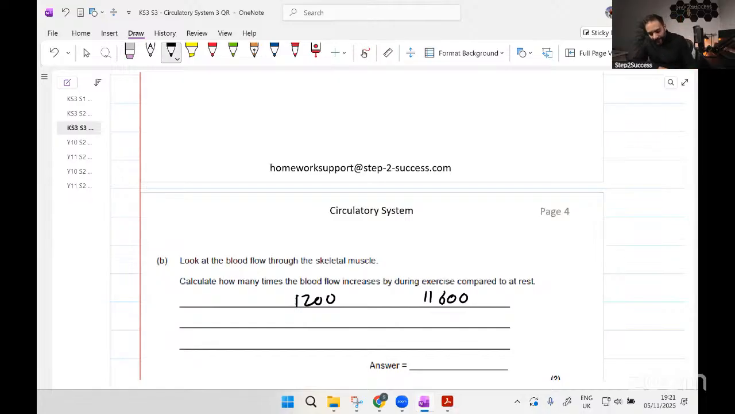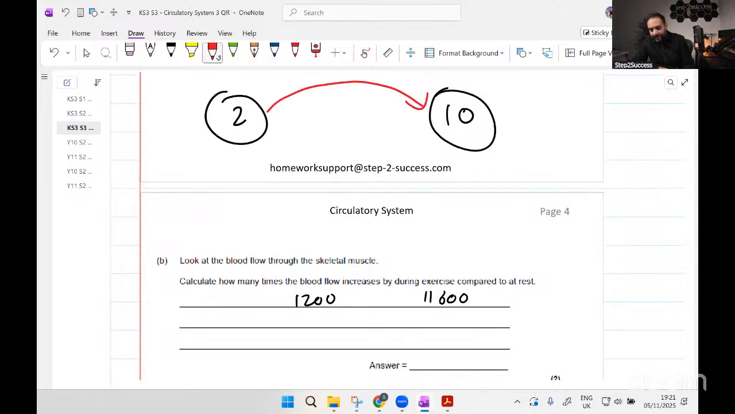If I said to you that I've got the number 2 and I've got the number 10, and I said, how many times bigger is the number 10 than the number 2? You know the answer is 5. But the calculation that you would do is 10 divided by 2. That tells you how many times bigger a bigger number is than a smaller number. So to do the same thing here, you would need to do 11,600 divided by 1,200. And you will get an answer on your calculator of about 9.6 or 9.7. And that is the answer to this question.